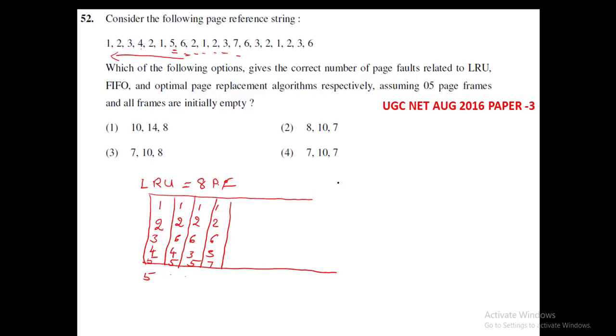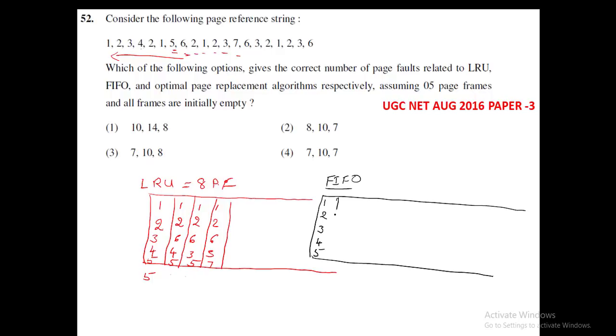Now see the next page replacement algorithm, which is called FIFO. Right, so here again we have the same 5 free frames. Initially we get 5 page faults for the pages referred by the CPU, that is 1, 2, 3, 4, 5 page faults.